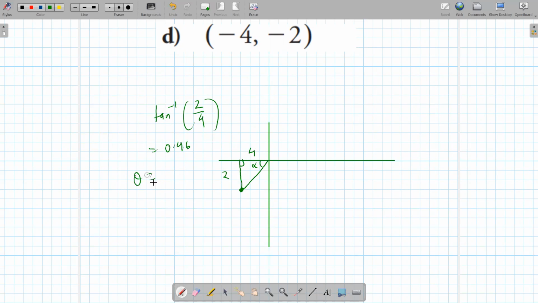How do we find theta? Theta, you're going to do pi plus alpha. Right, exactly. And pi plus alpha, so 3.14. Again, the pi button is there on the calculator if you want to use it as well. So that is 3.60 for this one.